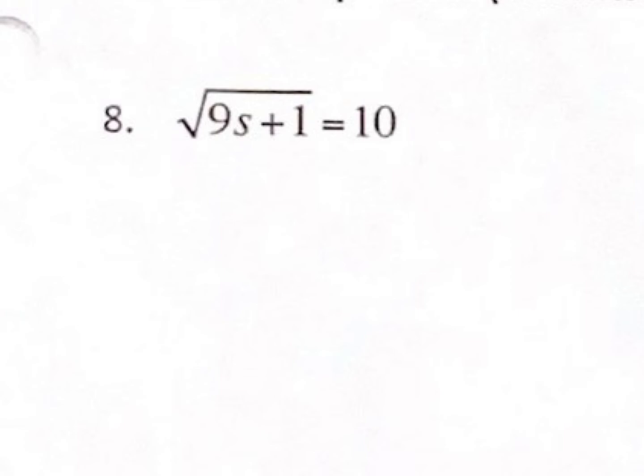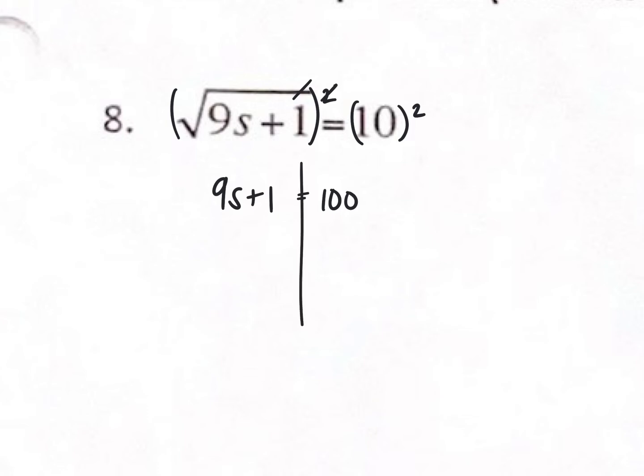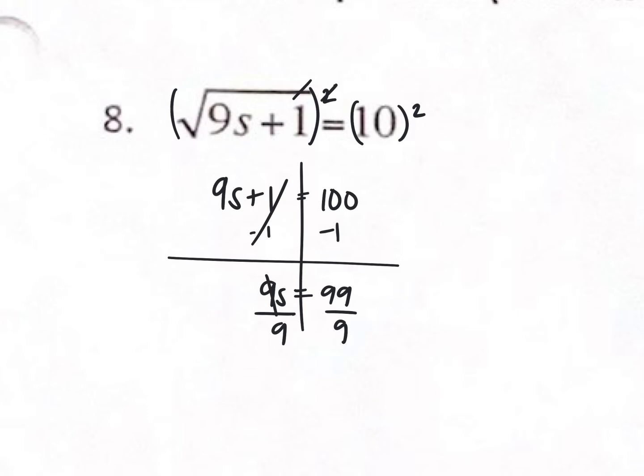In this case it is, so once it is, I can go ahead and just square both sides, because the square and the square root are going to cancel out, and we'll just be left with 9s plus 1 equals 100. And now at this point, it's just a two-step equation. Let's go ahead and finish solving it. I'm going to subtract 1. I get 9s equal to 99. And then I'm going to divide by 9, so s equals 11 for your final answer there.